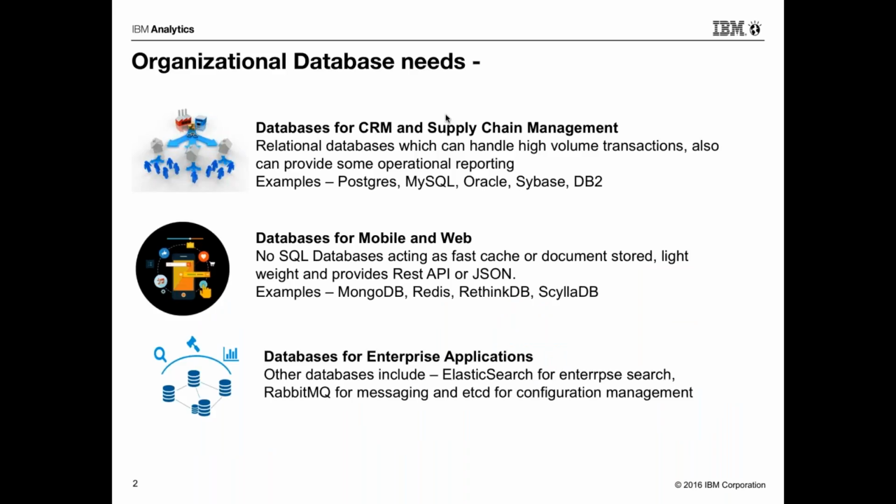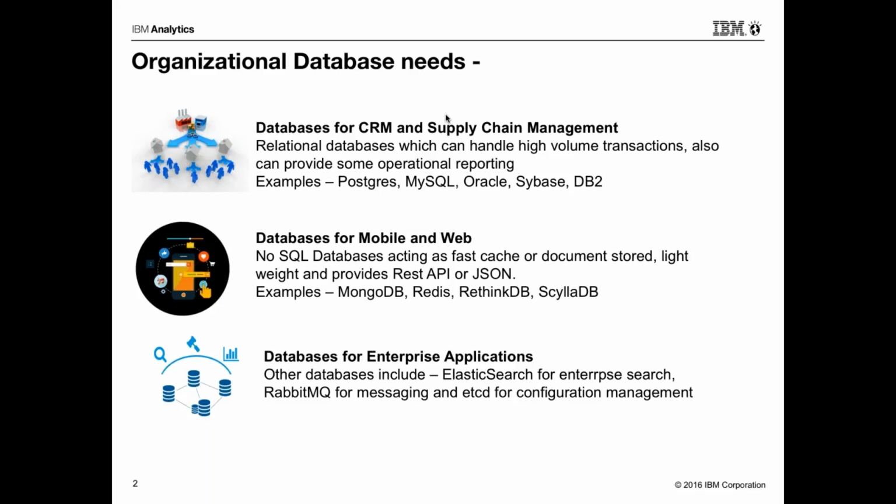So talking about organizational database needs, in today's world, the reality is that for every kind of business use case, you have specific databases. So for CRM and supply chain management, you have relational databases which need to handle a high volume of transactions, for example Postgres, MySQL, Oracle, Sybase, DB2s of the world. Then you have databases for mobile and web applications, which could have data in a JSON format, could expose REST APIs, and could act as a fast cache or document store. Examples could be MongoDB, Redis, RethinkDB, ScyllaDB, Cassandra, and so on and so forth.